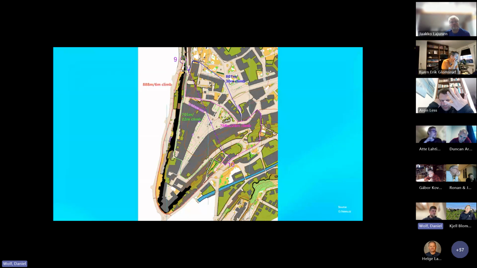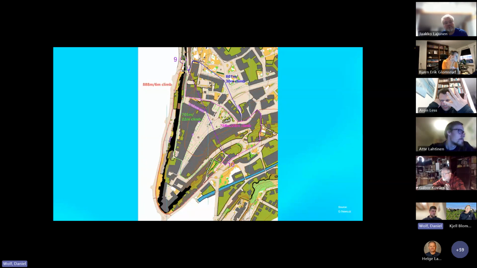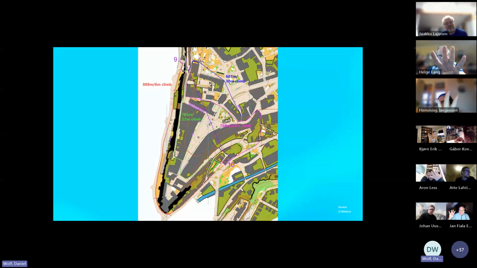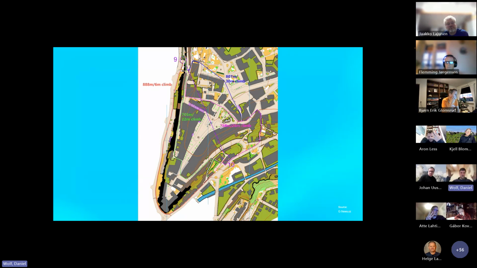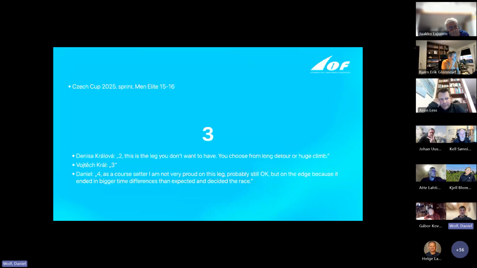I see number 5 from someone. Again, 3, 4, 5, 4, 5. I see 2 from someone. Yeah, so there we have quite a big spread of votes. The athletes evaluated this as 3, or Denisa even 2, because from her perspective, this is the leg where you don't want to have to choose from a long detour or a huge climb, but all variants were clearly visible.